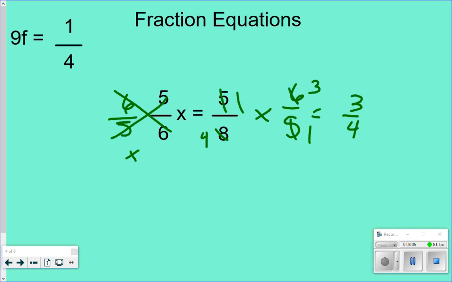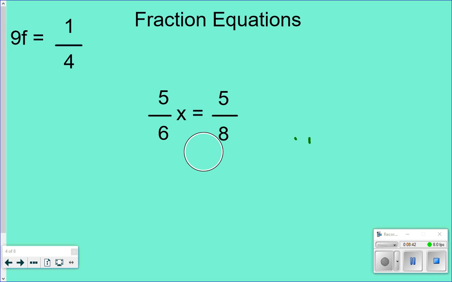So if you want to do it that way, does everybody understand how I did that? I'll go back again and talk about it quickly. Let me reiterate. If I want to get rid of this, I can times by 6 over 5. That's going to cancel it out. Because really what happens is that becomes a 1 then.